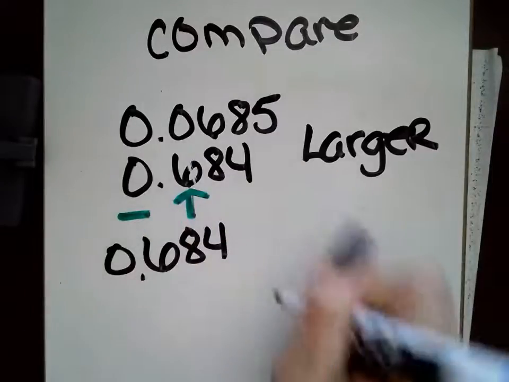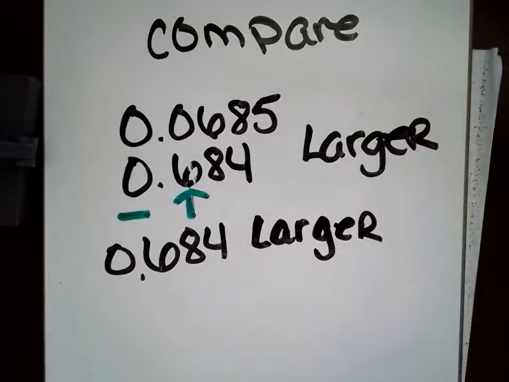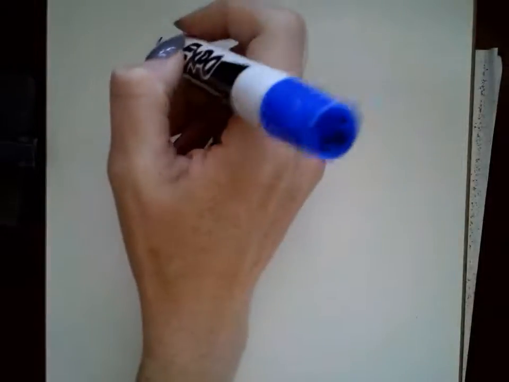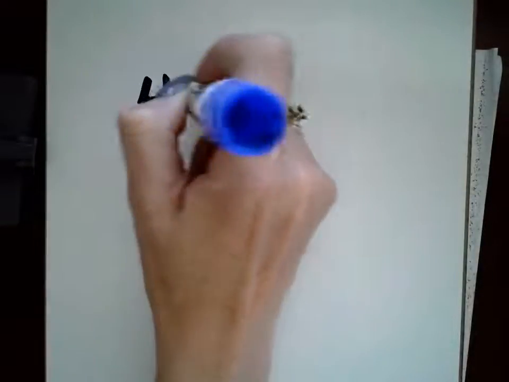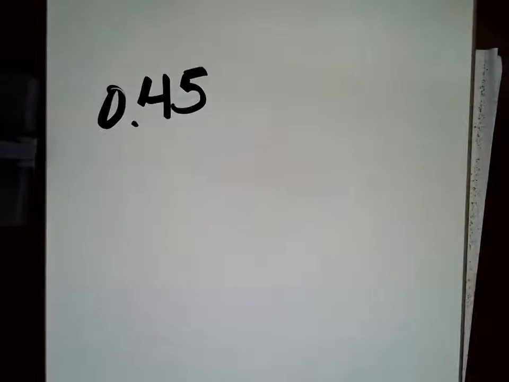684 thousandths is the larger fraction. So you ask, how do I know that it's 684 thousandths? Well, the nice thing about working with fractions is that they follow our place value system really nicely. So it's really easy to go back and forth between a fraction and a decimal.